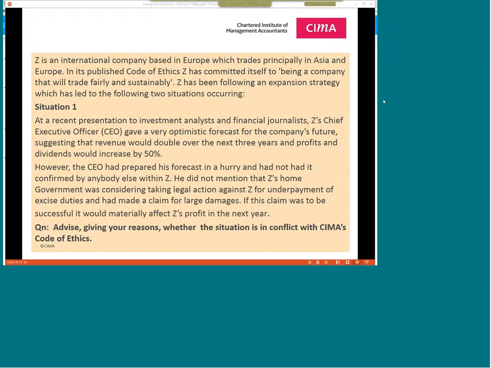When we talk about objectivity in this sense, it means not to allow bias, conflict of interest, or undue influence of others to override professional and business judgment. Do you think, Daniel, that objectivity is one of the issues here? Yeah, sort of. But mainly, I think integrity. Yeah, integrity would definitely be the main one.